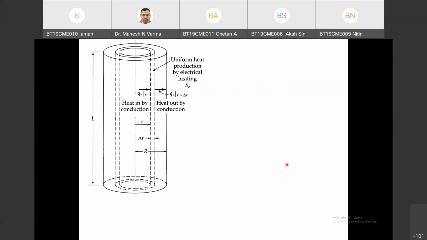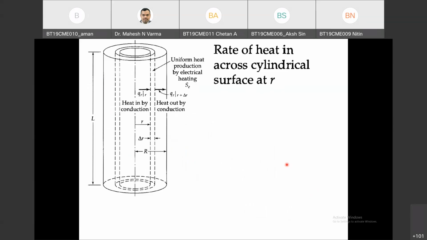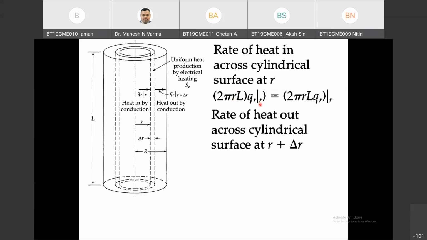So considering this problem, the rate of heat energy coming in across the surface at r will be twice pi r L, this is the surface area, and QR evaluated at r. Similarly the rate of heat going out, this is the arrow coming in, this is the arrow going out at r plus delta r. Surface area is the same, twice pi r plus delta r. Delta r is differential and smaller compared to r, so I can neglect delta r compared to r. So it will be twice pi r L QR at r plus delta r.